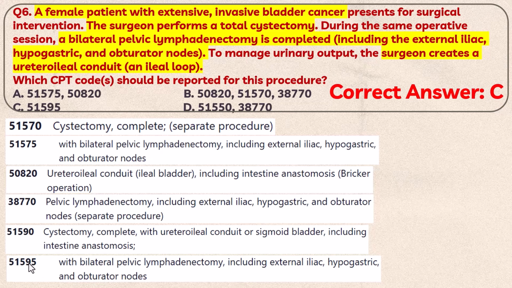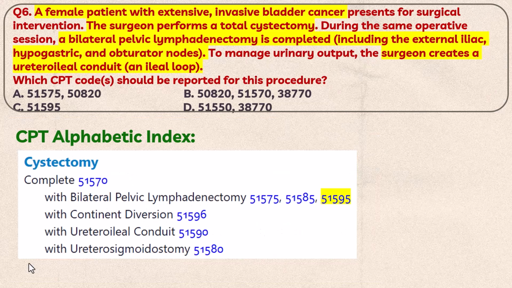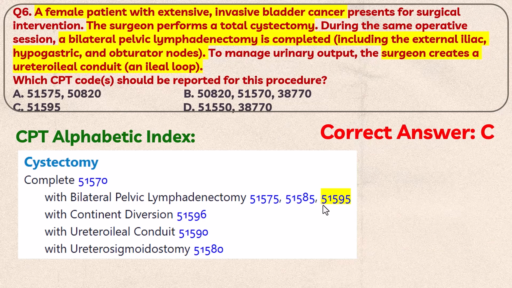So if you encounter this case in a real working world, you have to use the CPT alphabetic index. In the CPT alphabetic index, the main index term is cystectomy. Go to the main index cystectomy, then it is a complete procedure, and the subterm with bilateral pelvic lymphadenectomy. So you can see the following codes are available. Again, come back to the tabular list and confirm the answer. Once you confirm, the correct answer will be answer C.